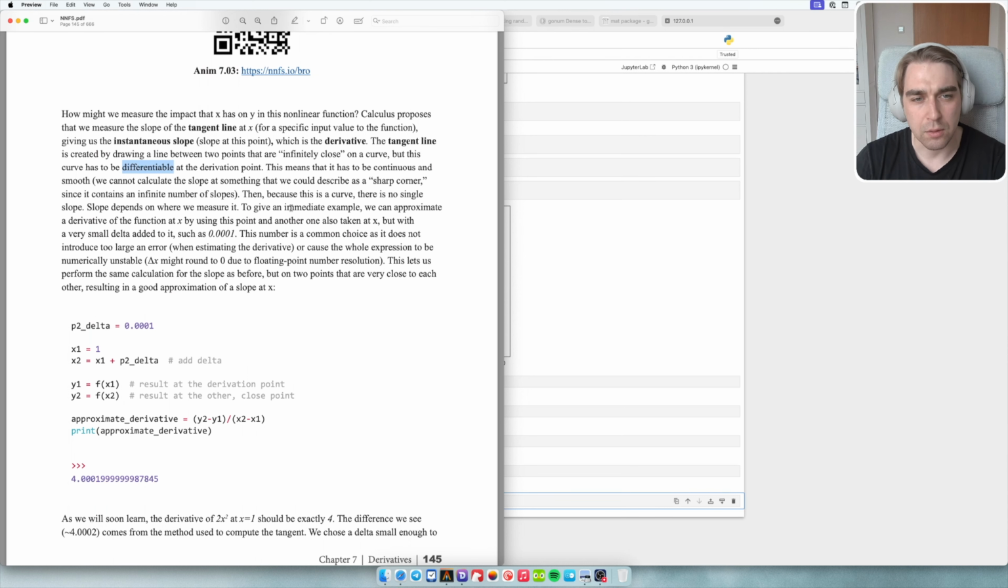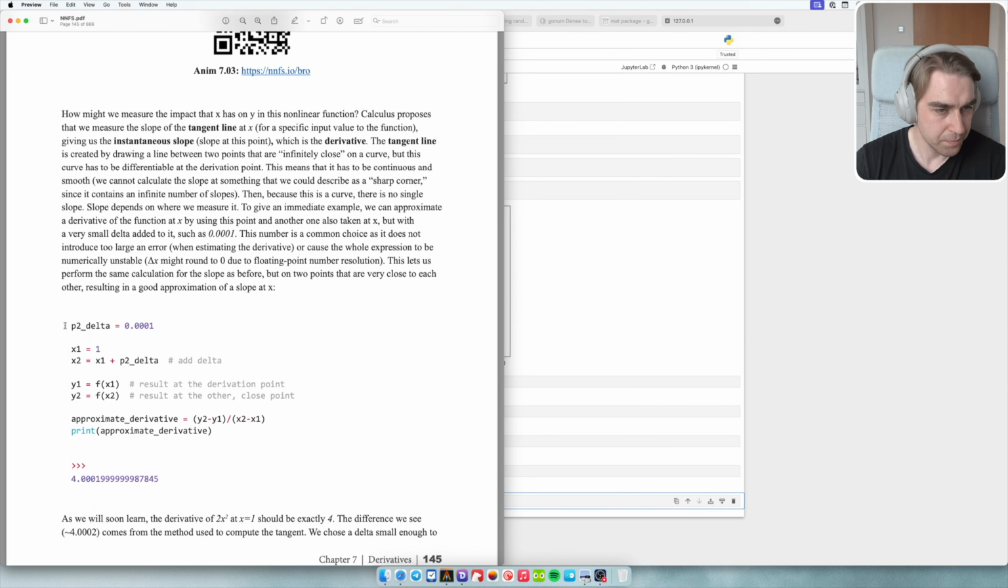To give an immediate example, we can approximate the derivative of a function at x by using this point and another one also taken at x, but with a very small delta x added to it, such as this really small number. This number is a common choice as it does not introduce too large an error or cause the whole expression to be numerically unstable. Delta x might round to 0 due to floating point. This lets us perform the same calculation for the slope as before, but with only 2 points that are very close to each other, resulting in a good approximation of the slope.